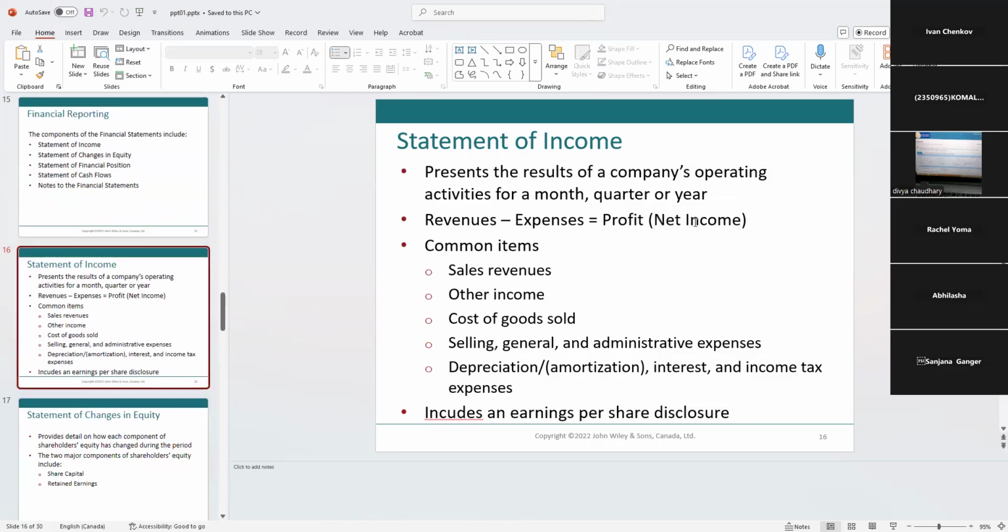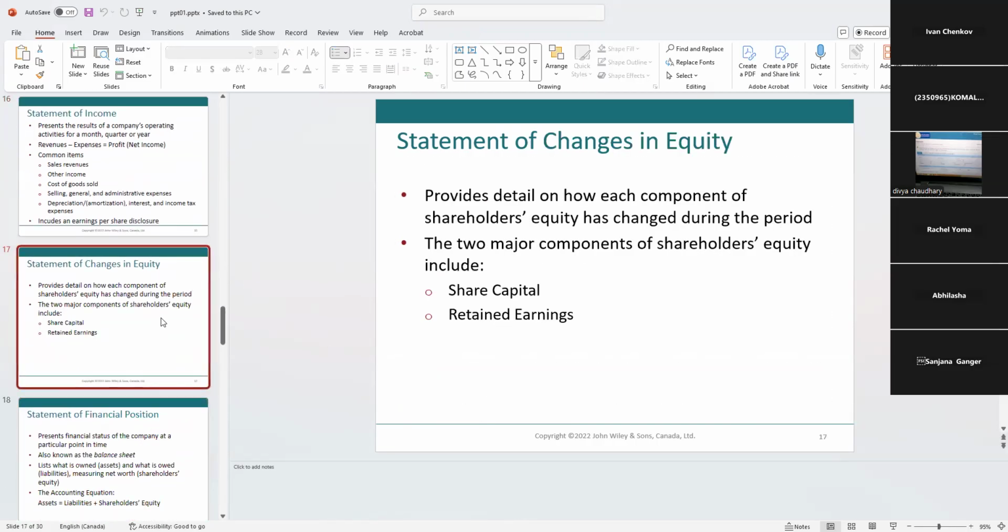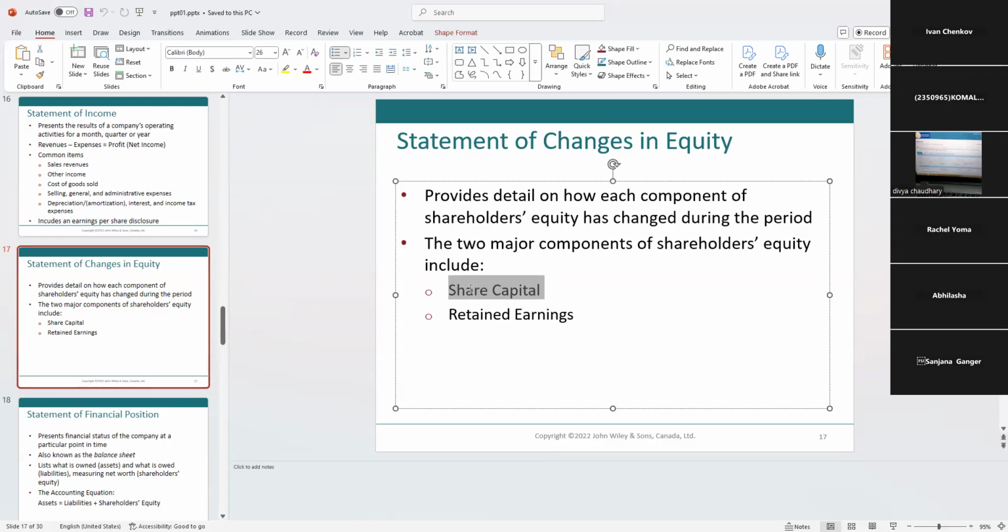Once we find the net income, then we want to see what's the shareholders' position at this point. So the shareholders' position is going to have 2 elements. One will be the share capital, how much the shareholders invested in the company, and the second one will be retained earnings. We're going to see a little bit later what the retained earnings is.